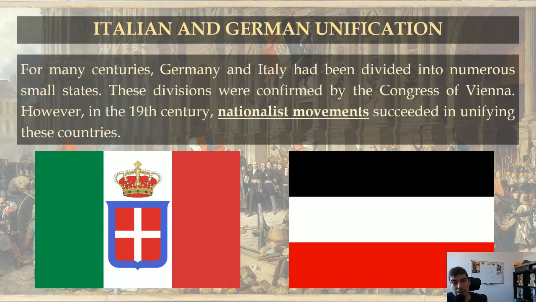And after that we have to study the Italian and German unification. These two territories were divided into numerous states, but there was a unification nationalist movement that would end in the formation of the Kingdom of Italy and the Reich of Germany, the Empire of Germany. Let's see how they did it.